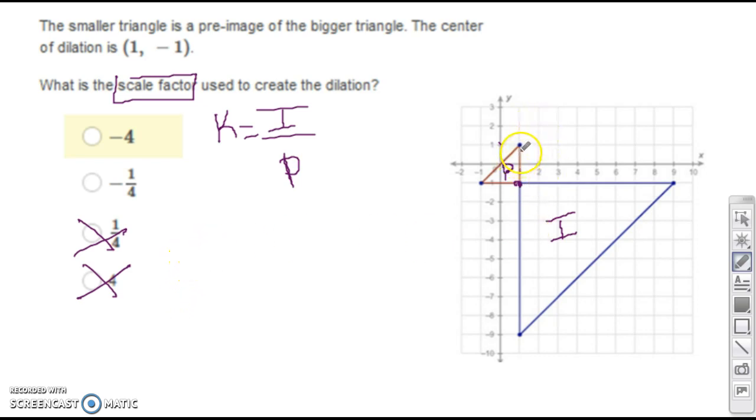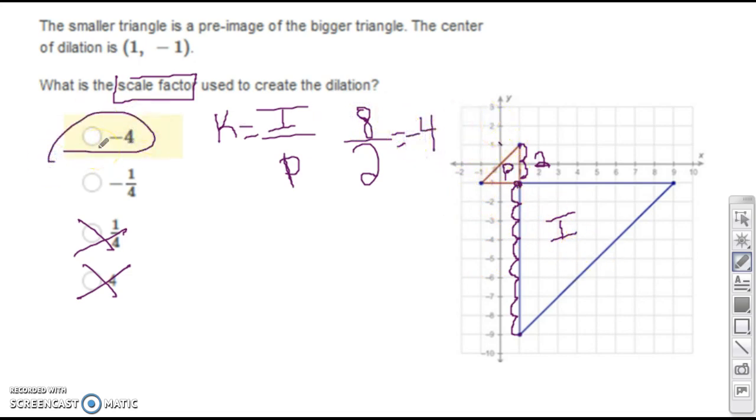I'm going to count this side length as 1, 2. That's the pre-image. And then the corresponding one, 1, 2, 3, 4, 5, 6, 7, 8. 8 over 2 reduces to 4. And I know it has to be negative because the orientation has changed. So my scale factor is -4.